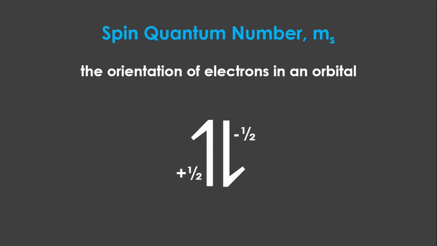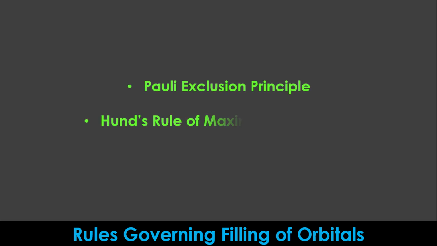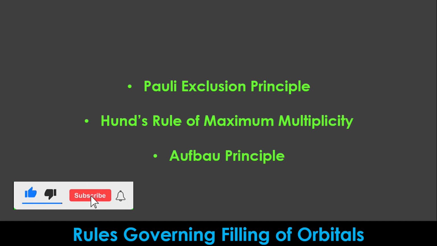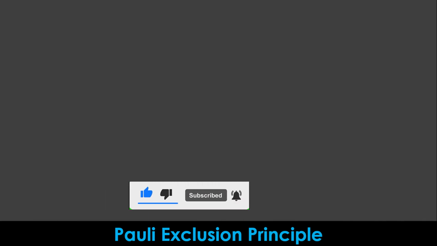Now that we know what the quantum numbers are and their importance, let's learn about the 3 rules or principles that guide the order of filling electrons into orbitals. These are the Pauli exclusion principle, Hund's rule of maximum multiplicity, and the Aufbau principle. Let's start with the Pauli exclusion principle.